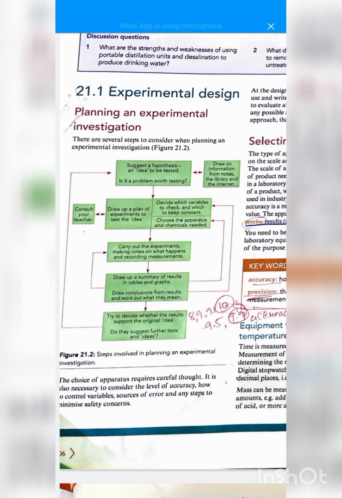For example, we are having the issue, the problem of malaria, the disease of malaria which is spreading among the people living near the water bodies. So we have the problem of malaria. Basically, we are having an idea of that.